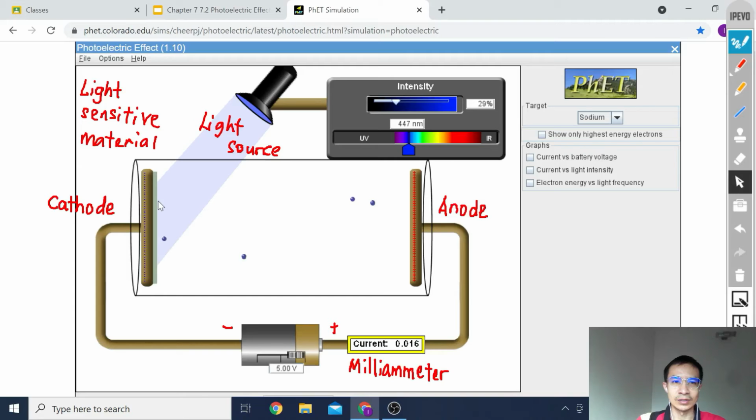Then next what happens is the emitted photoelectrons are attracted to the anode, which has a positive potential. The movement of the photoelectrons from the cathode to the anode produces a current inside the circuit. So the milliammeter will show the value of the current.